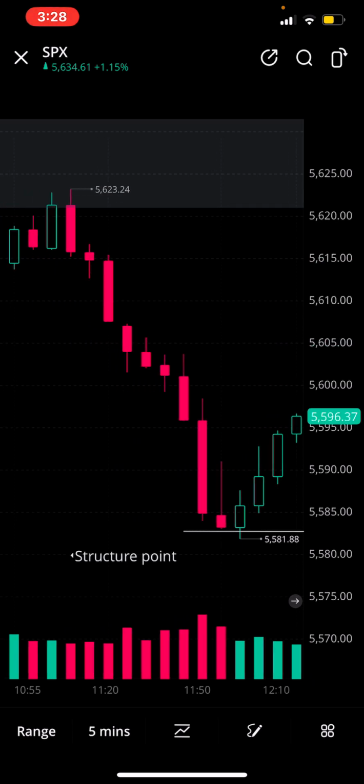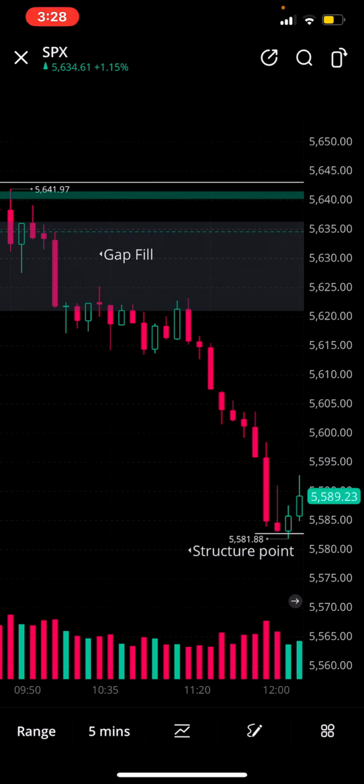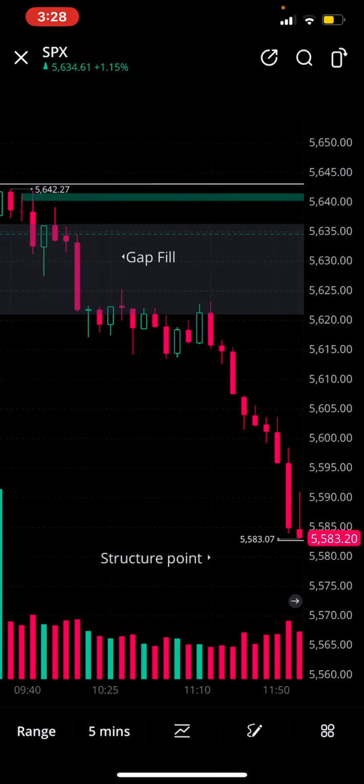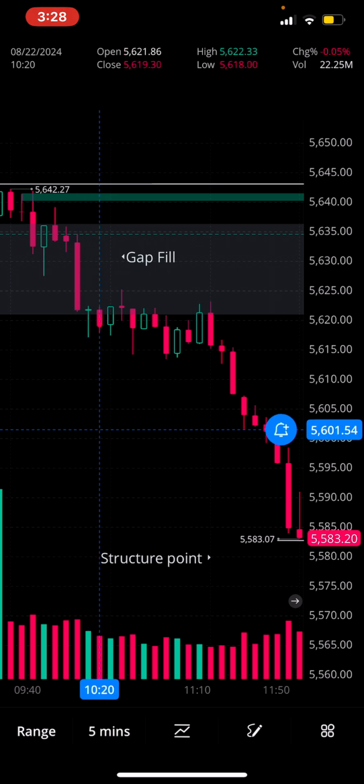All right, buyers still have momentum here. From here, it looks like anybody's game. But remember, we have a gap up here. This area, we have major reactions. Major reactions.